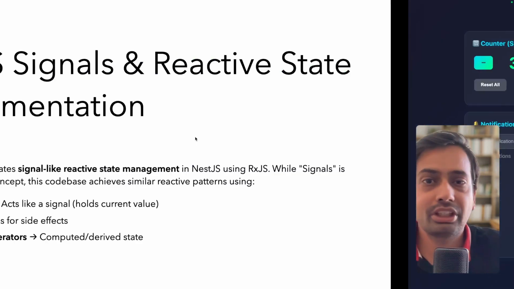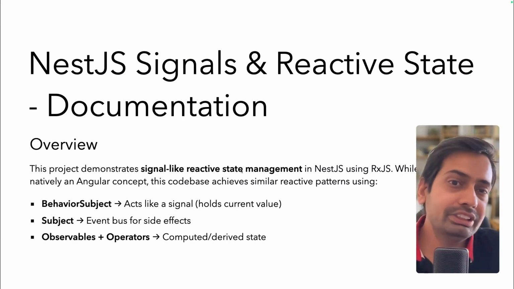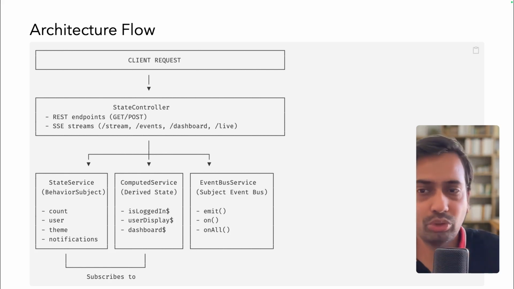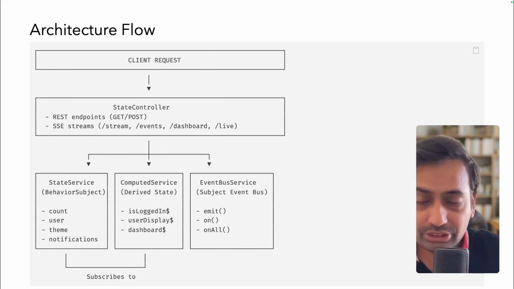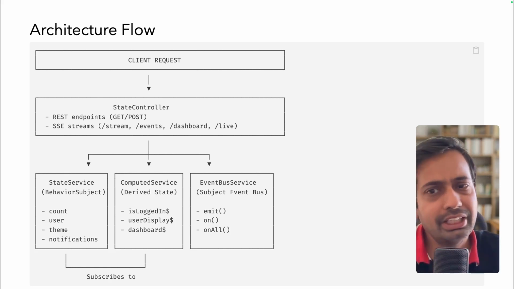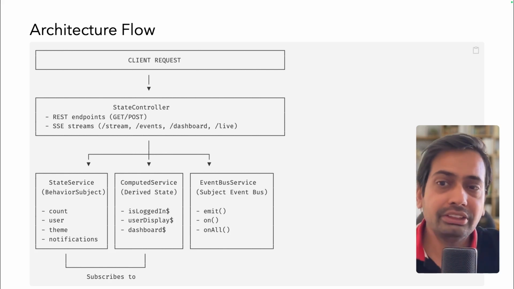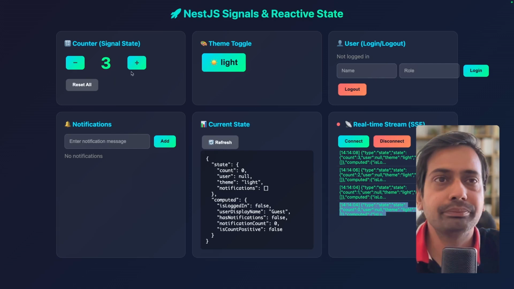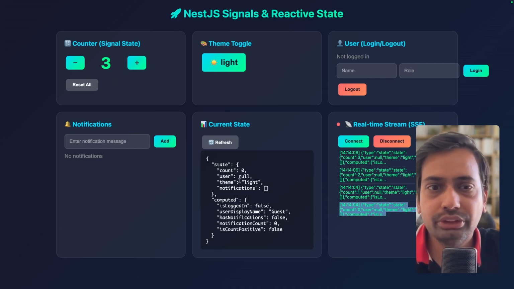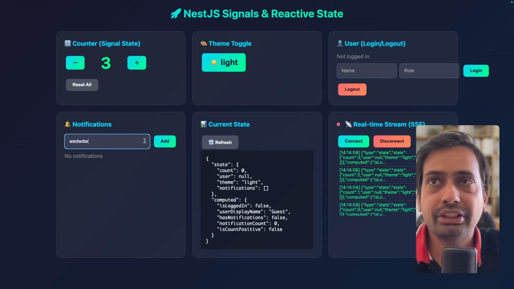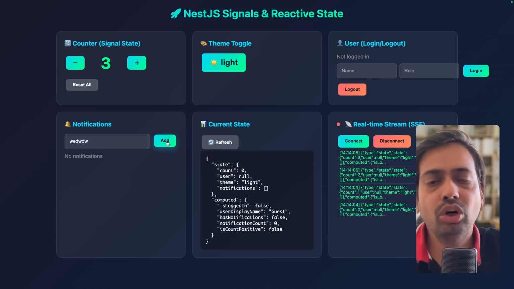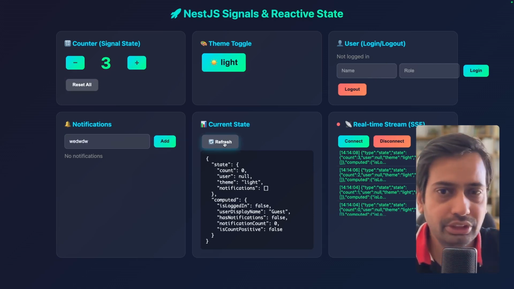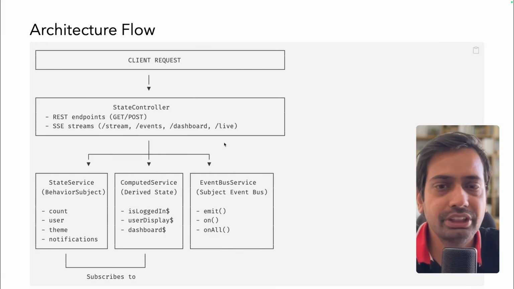This is a simple demo which I have prepared: NestJS signals and reactive state documentation. What we are going to do with the plan is the client will send a request. There is a simple controller where you can just send a get, put, post, delete. And there are some SSE stream events, stream event dashboard live. These are the endpoints for the SSE. When you click on the post, like here, you can actually change the counter, right? You can add a notification. So these are actually nothing but controller methods, right? Here you can refresh the current state. Currently it's not running. I will run that.